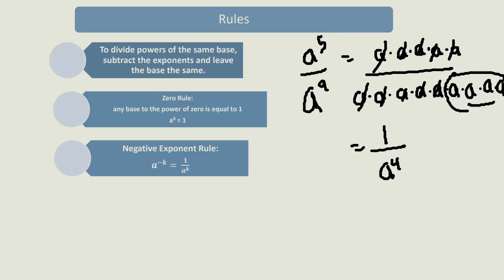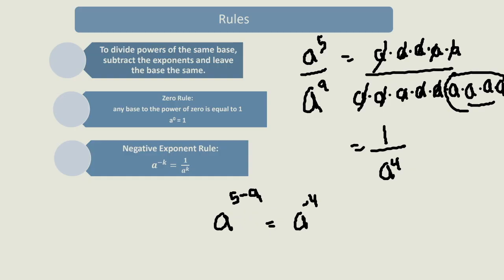But if I use my subtraction method and I went 5 take away 9, right? I'd get a to the -4. And these are the same. a to the negative 4 is also 1 over a to the 4. And we saw with the two different methods we used, we got different types of answers, but they're the same.